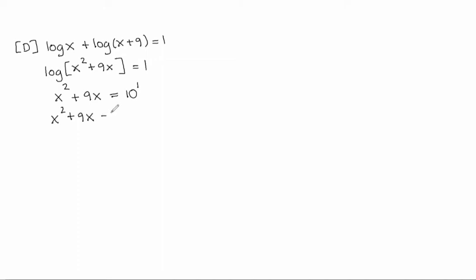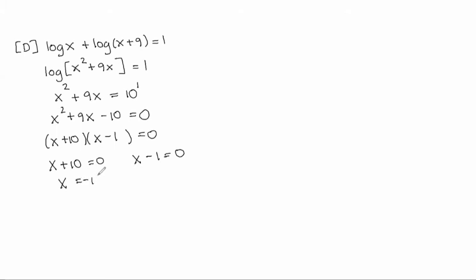So I either have to factor this, or I have to use the quadratic formula. Well, turns out factoring is the way to go this time. x plus 10, x minus 1 equals 0. Now I use my zero product property, so x plus 10 equals 0, and x minus 1 equals 0. So x equals negative 10, and x equals 1.